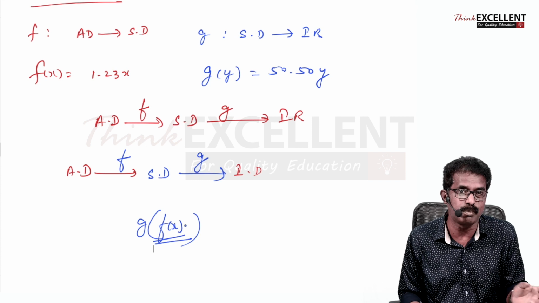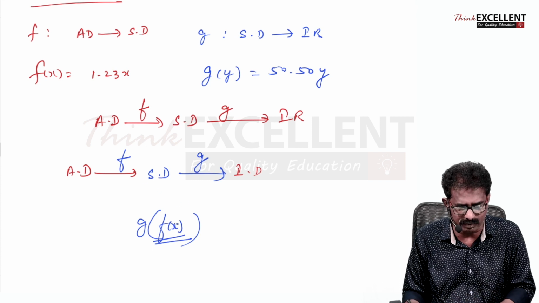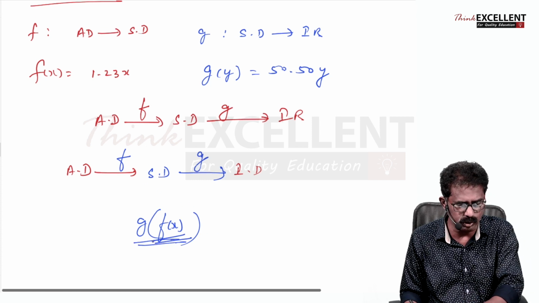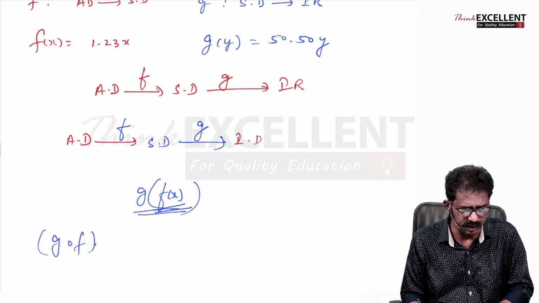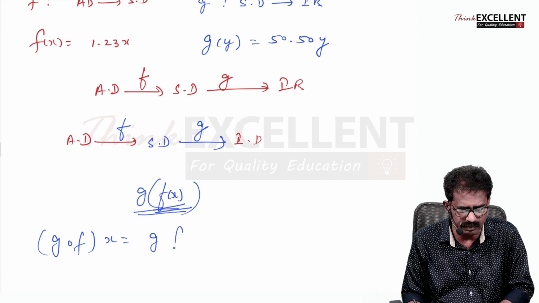So it doesn't mean F composition G. It is G composition F. Okay, G of F of x. So you are supposed to find G composition F of x. So that is G of F of x. Composition function, you know, G of F of x.